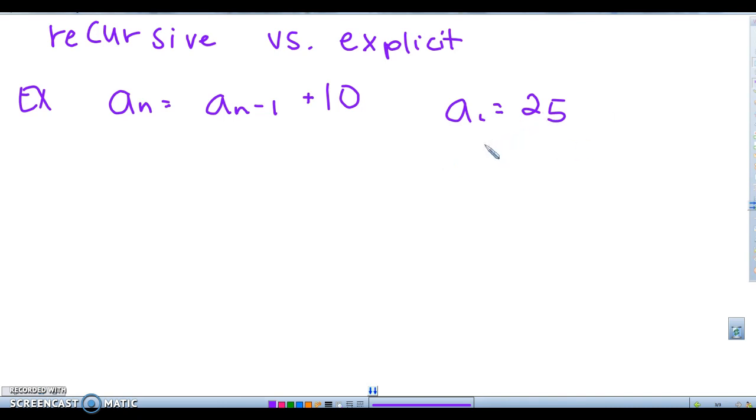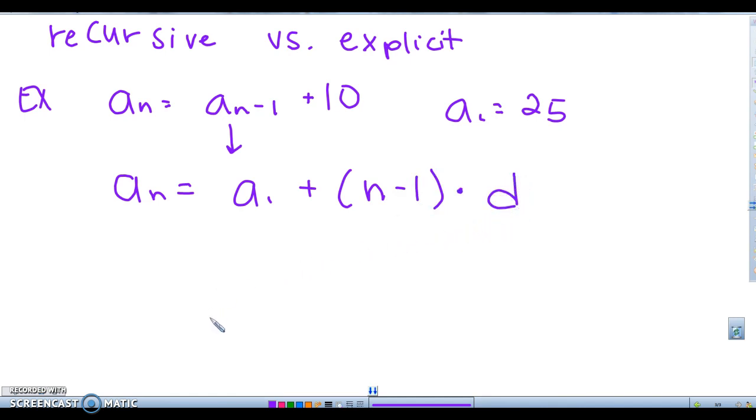An explicit formula doesn't have this a sub n minus 1 term, where it relies on the previous term. An explicit formula means I can find any term regardless of whether or not I know the previous term. So I can transform this into an explicit formula, and what I would do is I need a sub n equal to a sub 1 plus n minus 1 times that difference. Okay? And these are all things I already have from my recursive formula, and I just need to plug in what I know.